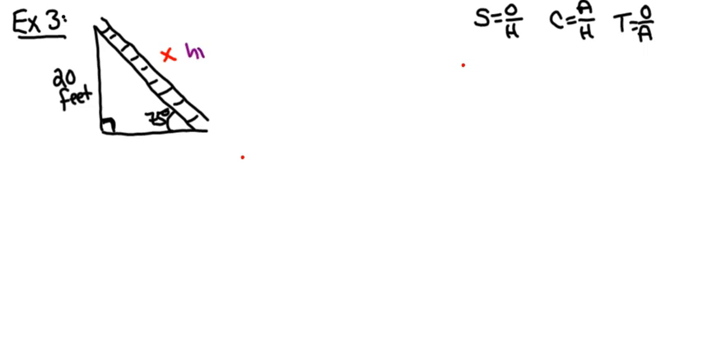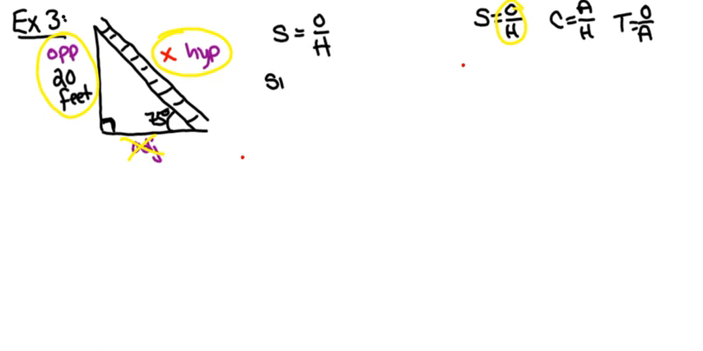So x is my hypotenuse, 20 is my opposite, which means this piece along the floor here is the adjacent. So I don't need adjacent. This question deals with opposite and hypotenuse. And the trig ratio that deals with opposite and hypotenuse is sine. So this question is a sine question.